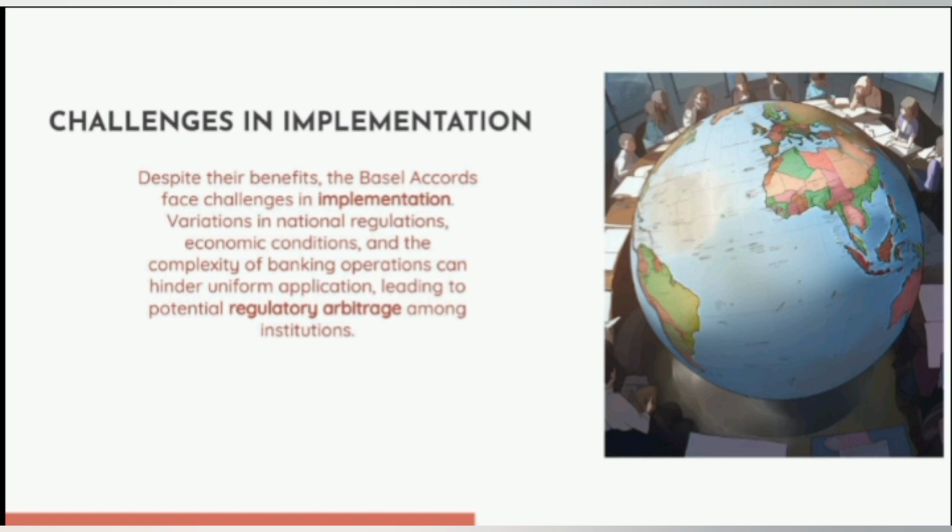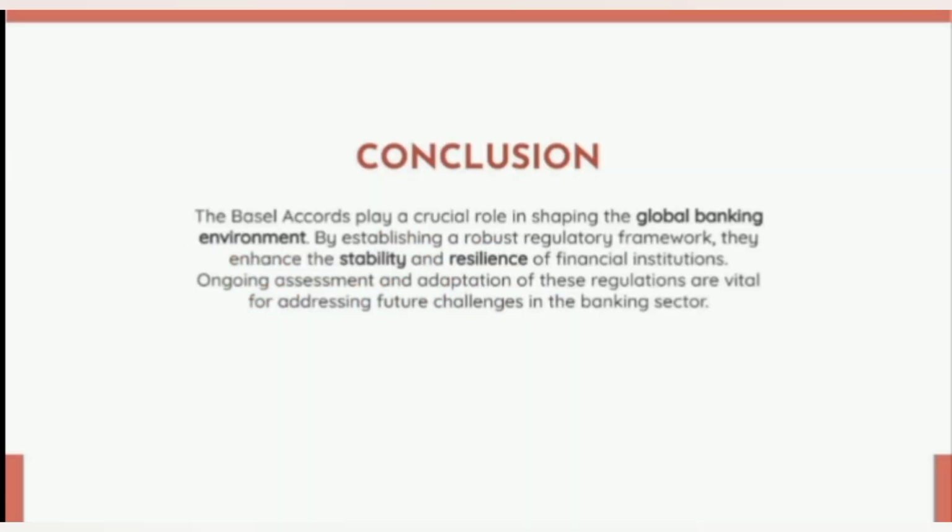The last we have complexity of banking operations. Banks have diverse business models, making it challenging to apply uniform regulation. Other than this, banks' risk management practices vary, affecting regulatory consistency. Besides this, complex financial products require tailored regulations. The last slide we have a conclusion, which I will discuss.